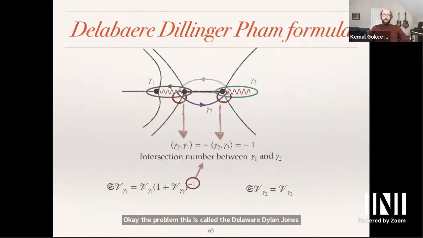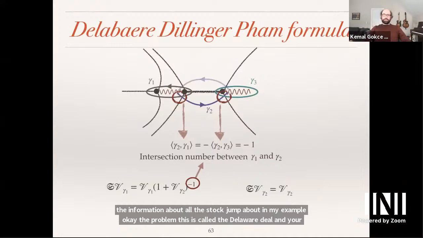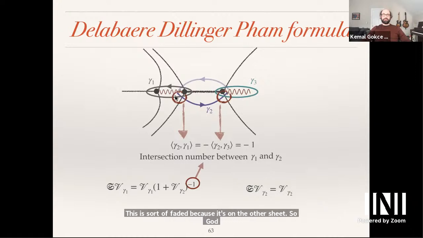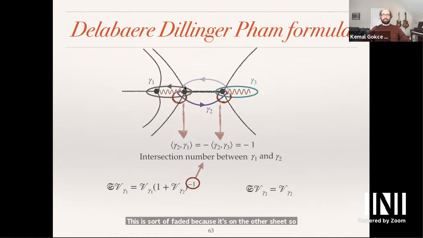Okay. There is a very nice geometric interpretation of this formula, where this power -1 here is actually the intersection number between these cycles. Okay, I have gamma 1 and I have gamma 2 here. This is sort of faded because it's on the other sheet. So gamma 2 intersects with gamma 1 here, but it doesn't intersect here because it's on the other sheet. That's why it's sort of faded. That's what happens when you cross the Riemann sheet, you fade away, right? Okay.